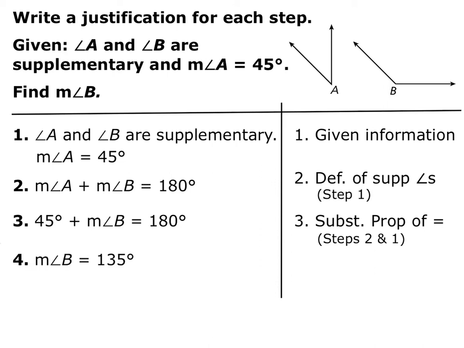Let's do some simplifying. What did I do to get that? Subtracted 45 from each side. So subtraction property of equality. And notice I found what the measure of angle B is. So I have completed the proof for the first example. Pause and write down what you didn't have time for.